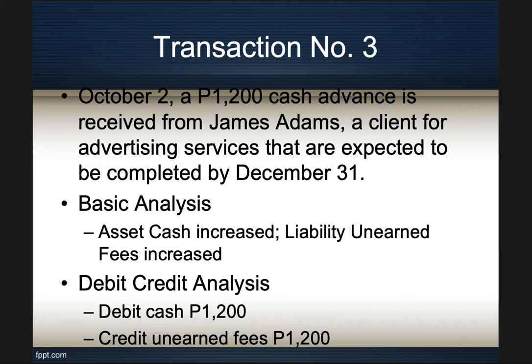So here on October 2, 1,200 cash advance is received, okay, from James Adams, a client for advertising services that are expected to be completed by 31. So how do you analyze this transaction? This seems to be not yet given in my previous examples. So if you analyze this transaction, Catherine Pania, which is the owner of the business, received a cash advance from James for advertising services that are expected to be completed by December 31.